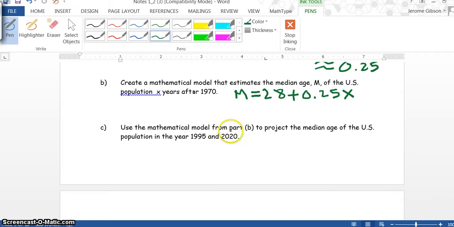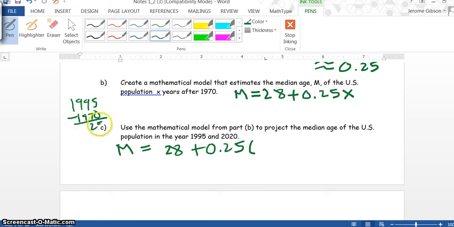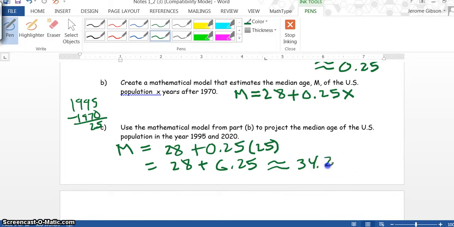Now we scroll down here to C. It says use the mathematical model from Part B to project the median age of the U.S. population in the year 1995 and 2020. So we had M is equal to 28 plus 0.25, and then that will be multiplied by, now remember, your X is years since 1970. So you add 1995 minus 1970, which will give us 25. So it'd be 0.25 times 25. So now, when we multiply this out, you can use your calculator. It'll be 28 plus 6.25. So 28 plus 6.25 will give us approximately 34.25.